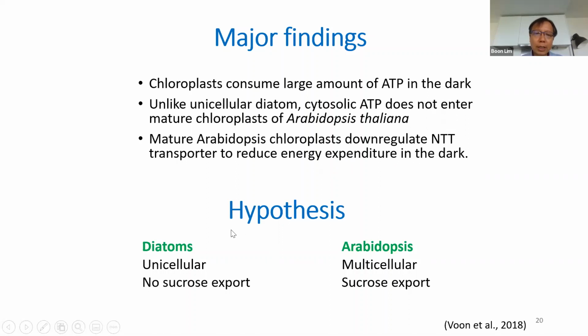So why is it different from diatoms? Is it because diatom is unicellular? They just take care of themselves and they do not need to export sucrose. But Arabidopsis is multicellular, and the major function of mesophyll is to export sucrose. So it has to reduce its energy expenditure in the dark.